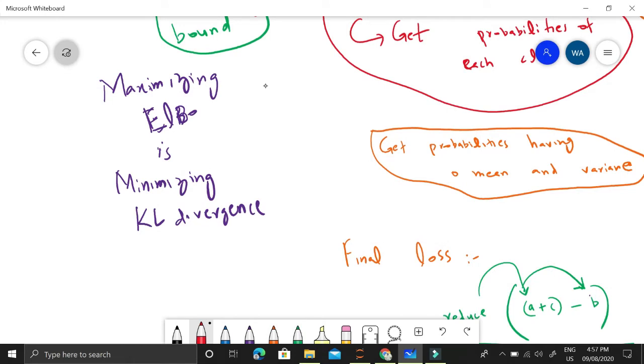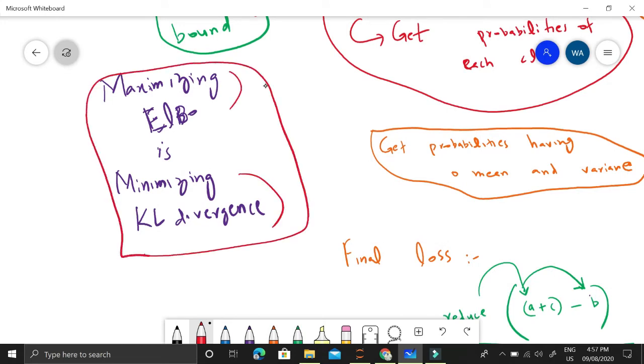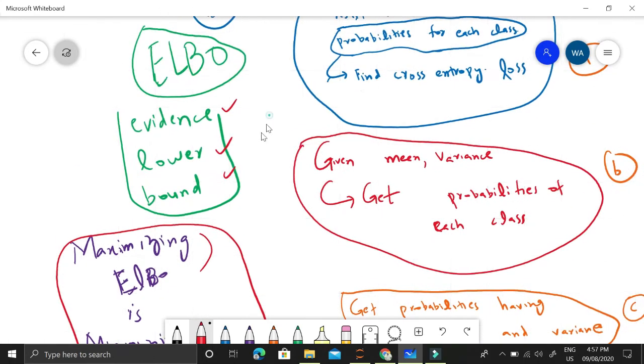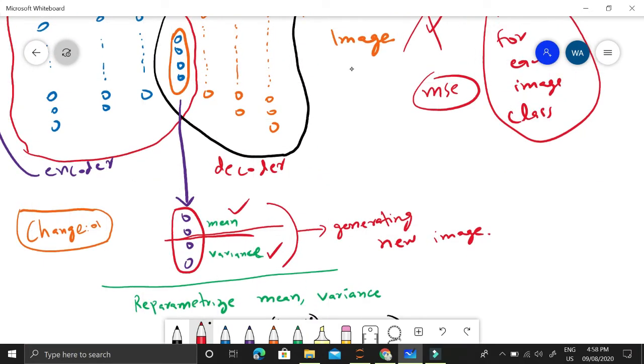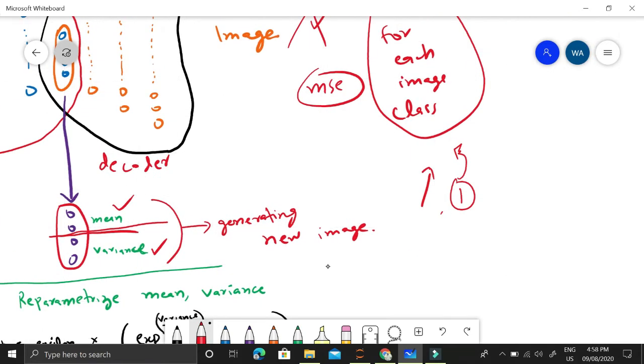But maximizing ELBO is similar to minimizing this KL divergence, and KL divergence is very popular for learning distributions and finding the difference between two distributions. So how do we do it? Given this mean and variance value, this decoder is a kind of generator which is giving us these probabilities. This is the first form of probabilities that we get from the decoder, and the second form will come from our own log normal probability distribution function, given this mean and variance.